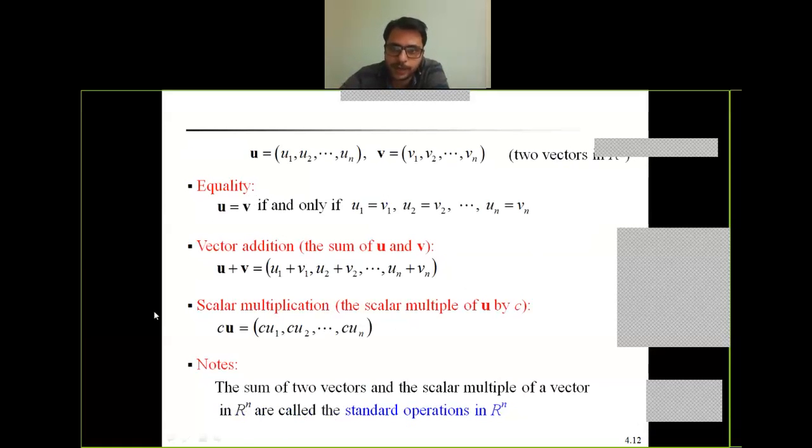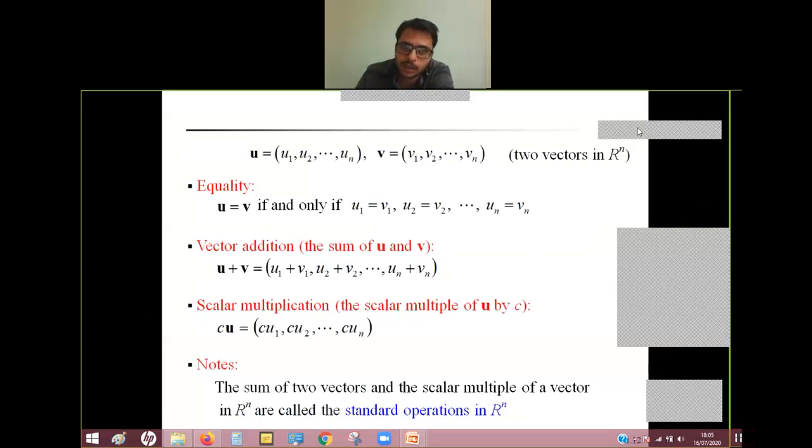So we are going to define two vectors for further understanding. Let's say vector u and vector v are two vectors in Rn. If they are in Rn, they belong to Rn, which means their components are a subset of the set Rn.